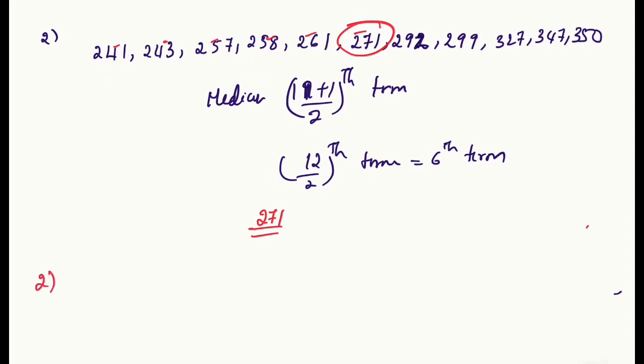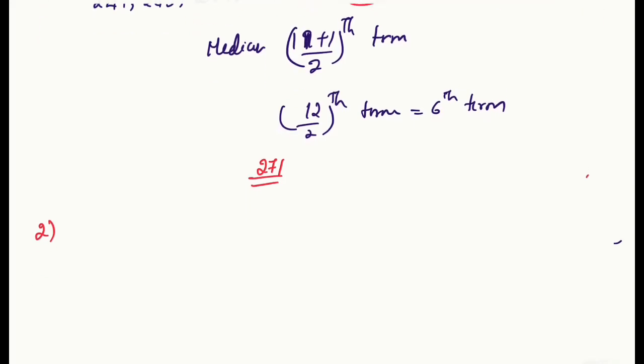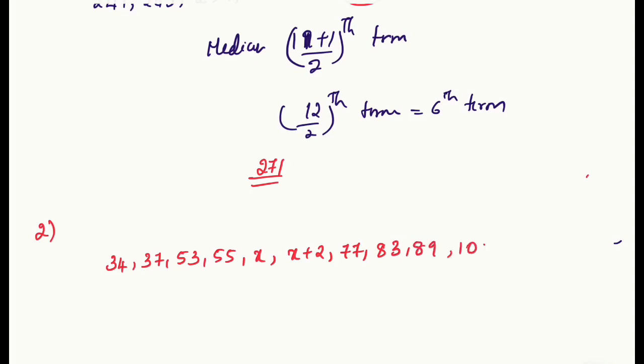Let me start with the second main. The following data have been arranged in ascending order. The median is 63. Find the value of x. Let me write down the question: 34, 37, 53, 55, x plus 2, 77, 83, 89, 100. 1, 2, 3, 4, 5, 6, 7, 8, 9, 10 we have.